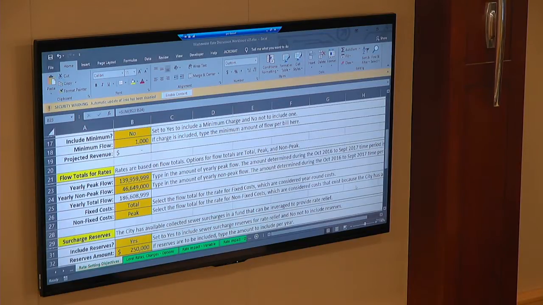Even though it's profit, I think you should call it return on investment, or contribution to other services. Profit in a government is probably not a good term. A contribution to the general fund. Yes, contribution to the general fund. I agree, Mike, that's good.